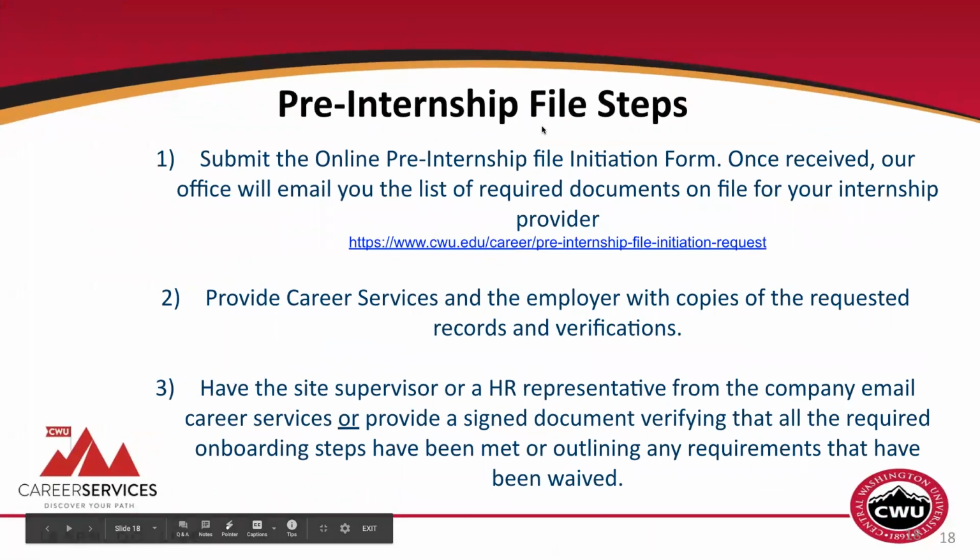The way that process works is the student emails Career Services or fills out the initiation form, which prompts us to email them back and provide them the list of specific documents needed for that job site. They would then provide both Career Services and the employer with copies of these records, as well as have the HR representative from the company email the Career Services office to verify that all the onboarding steps have been complete.